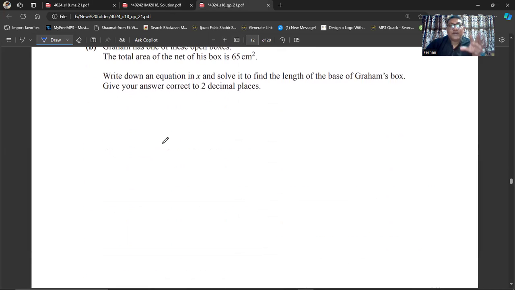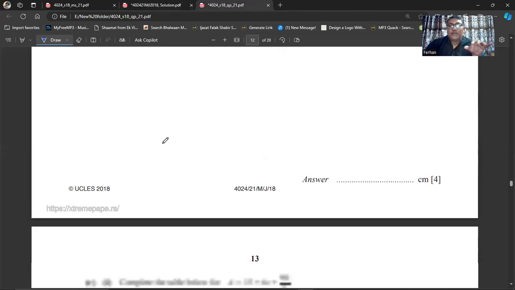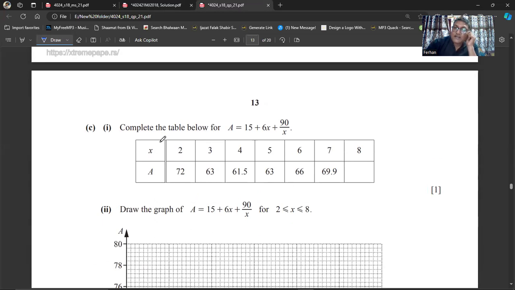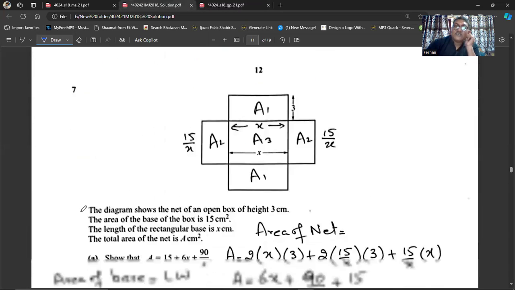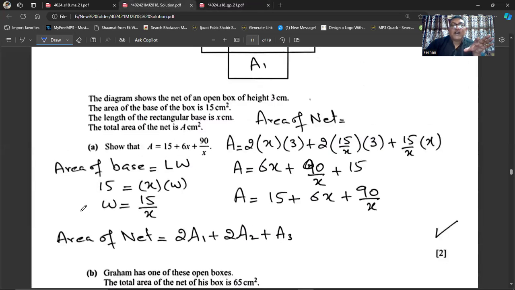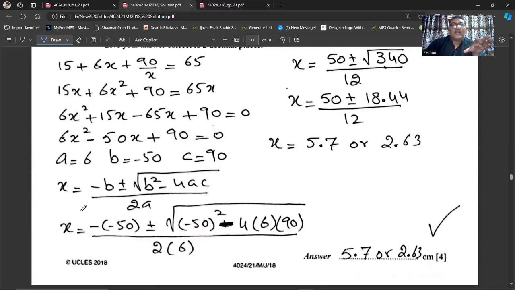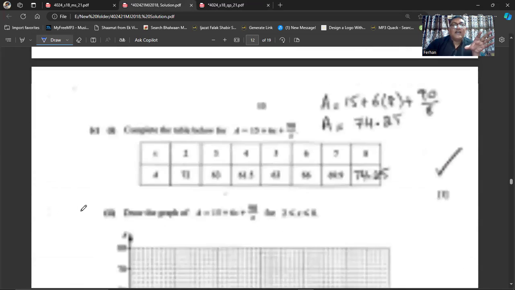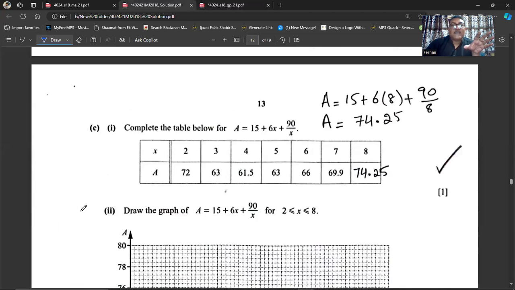We were on question number 7 basically. We are done with the A part. We are also done with the B part. And now we are on question number 7, its C part.